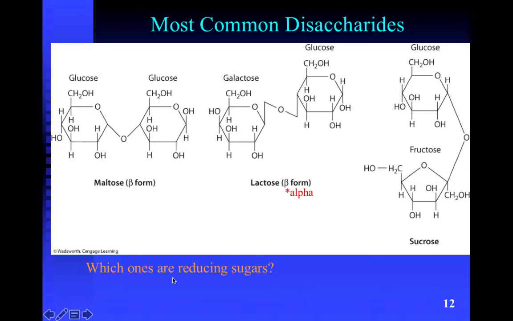Okay? Which ones are reducing sugars? In general, reducing sugars have open anomeric carbons. It's called a reducing sugar because in certain food chemistry reactions, this hydrogen can dissociate from the oxygen and donate its electron to another molecule, thereby reducing it. And so we say, oh, this is a reducing sugar. It's got an open anomeric carbon. This is a reducing sugar. It's got an open anomeric carbon. Sucrose is not a reducing sugar. It does not have an open anomeric carbon, and does not reduce other molecules.